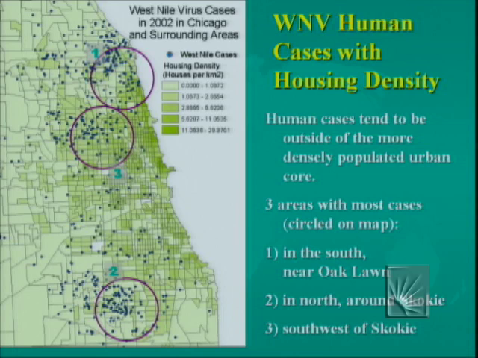Those are not the most densely populated areas. It's not downtown Chicago. It's not the most sparsely populated suburbs. Those are areas of intermediate human density. And I already said there are three well-defined foci.